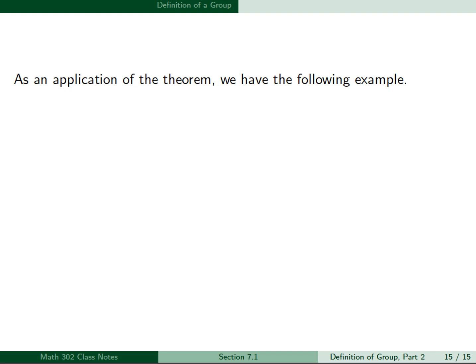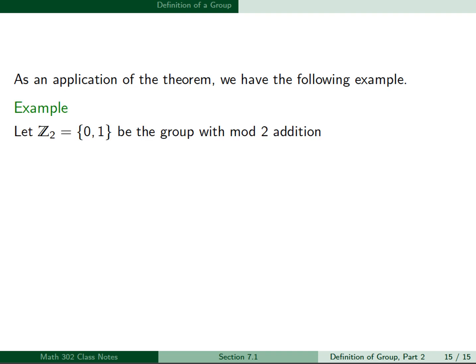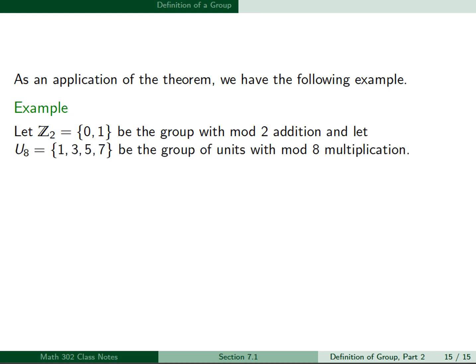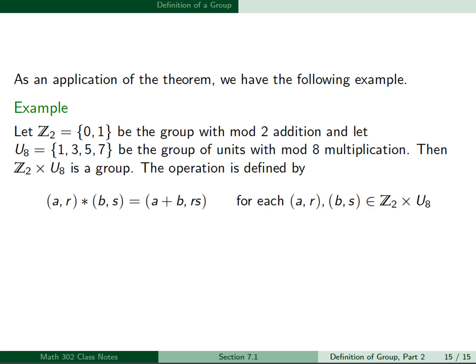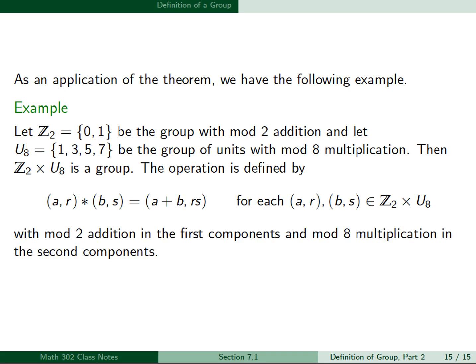As an application of the theorem, we can consider an example. If we let Z sub 2 equal {0, 1} be the group with mod 2 addition, and let U8 = {1, 3, 5, 7} be the group of units with mod 8 multiplication, then Z2 times U8 is a group. And the operation is defined by the ordered pair (a, r) star the ordered pair (b, s) will be the ordered pair (a plus b, r times s), with mod 2 addition in the first components and mod 8 multiplication in the second components.